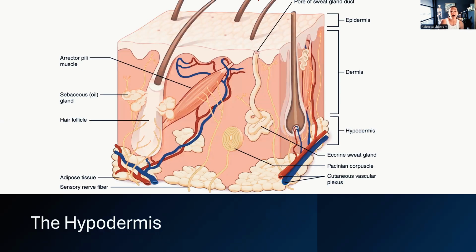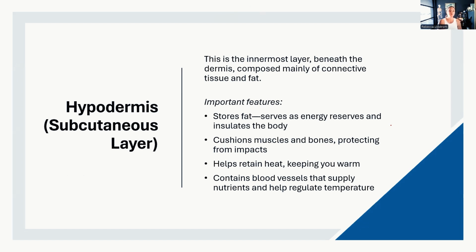Now let's move into the hypodermis. So we've talked about the epidermis, the uppermost layer that's 4 to 5 layers thick, including stem cells, and that very top layer that sloughs off. We talked about the dermis and all the structures inside there that are made for sensation, immune responses, things like that. And then we have the hypodermis. Now, the hypodermis is sometimes called the subcutaneous layer. This is the innermost layer beneath the dermis, and it's made mostly of connective tissue and fat. So the important feature of this is that there's fat storage here.